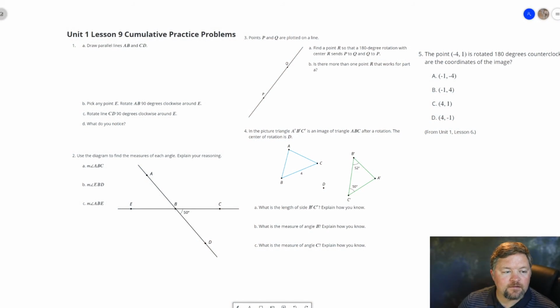Boskin Does Some Math. Today we are doing the Illustrative Math Grade 8 Unit 1 Lesson Number 9.